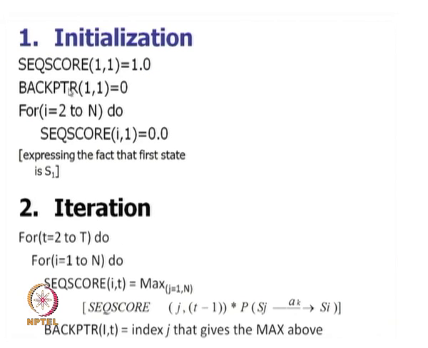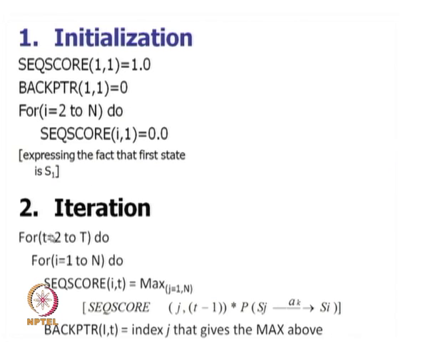When we initialize, we make sequence score(1,1) equal to 1.0, to show that S1 is the starting state. Back pointer(1,1) is 0 to show that this is the first state, and no state precedes this. For I equal to 2 to N do, sequence score(I,1) equal to 0.0. So, we make the probability value 0 in all states other than S1.